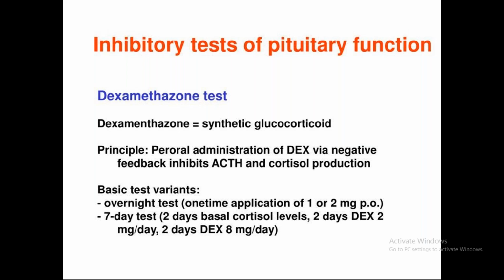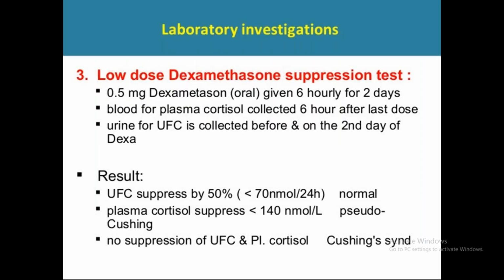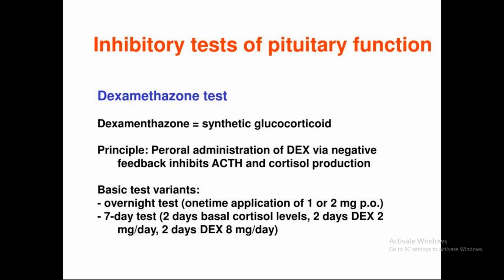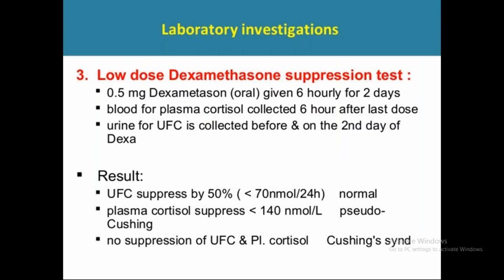The oral administration of this glucocorticoid inhibits adrenocorticotropic hormone production via negative feedback inhibition. In the low dose dexamethasone suppression test, 0.5 milligrams of dexamethasone is given orally. As already said, it is a synthetic glucocorticoid.